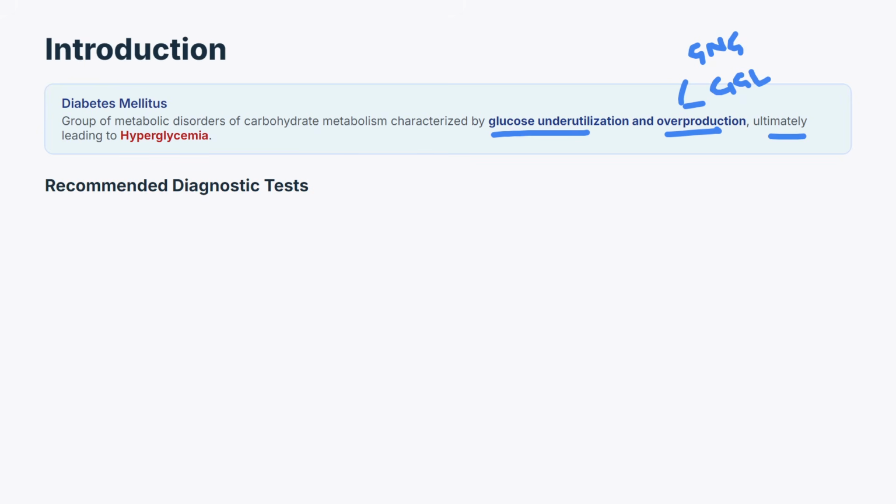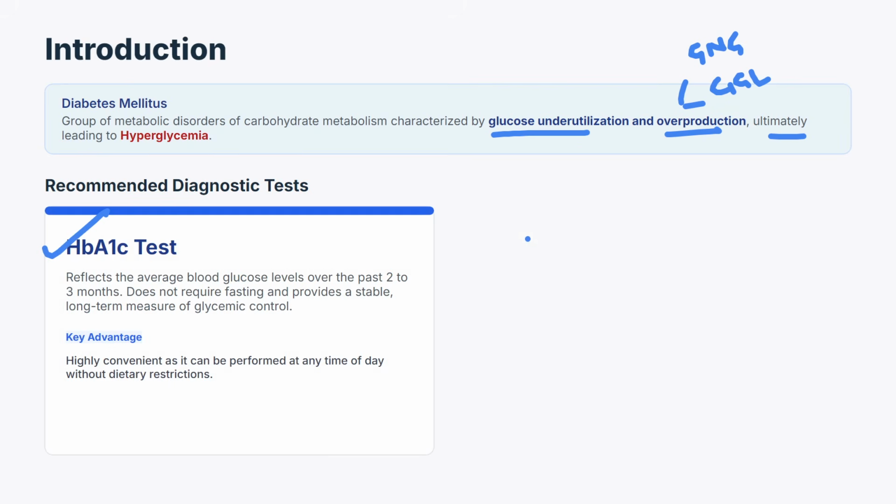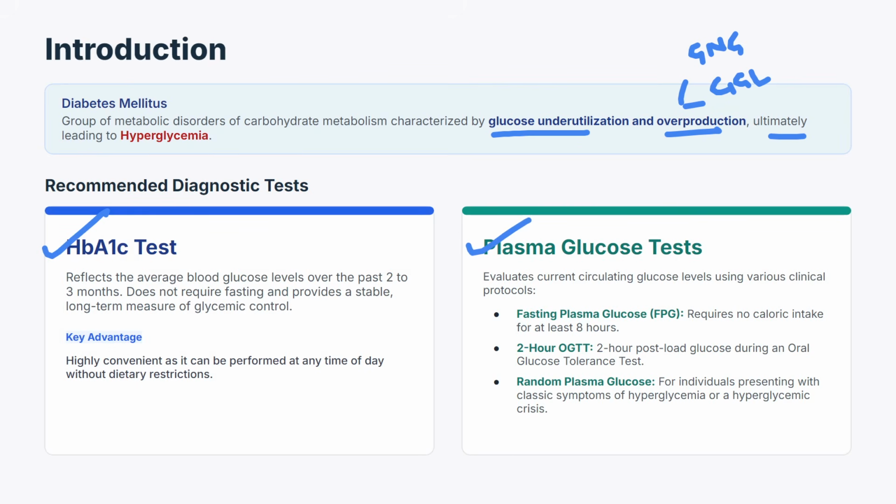When we talk of recommended diagnostic tests for diabetes, it can be diagnosed based on either HbA1c or plasma glucose test. Now HbA1c, that is glycated hemoglobin, as we all know, reflects the average blood glucose levels over the past 2 to 3 months. It does not require fasting and therefore provides a stable long-term measure of glycemic control. So the advantage is that it is highly convenient as it can be performed at any time of the day without any dietary restriction.